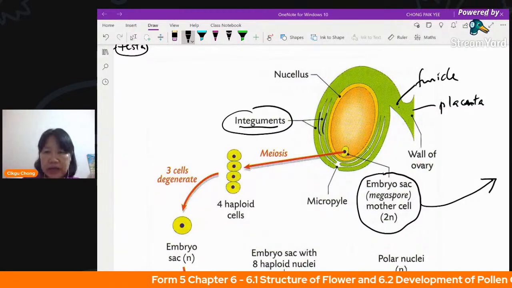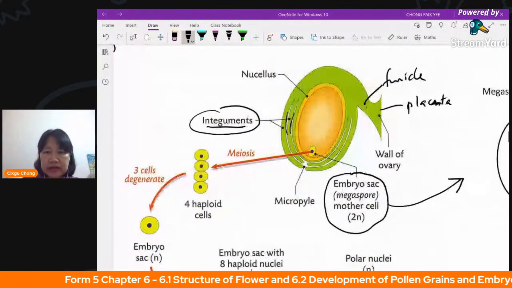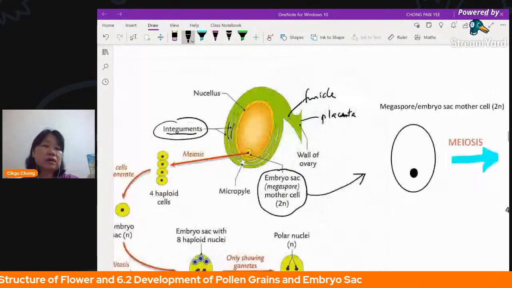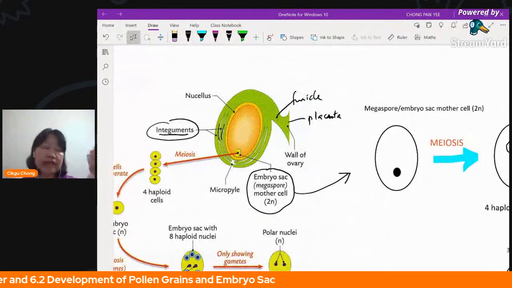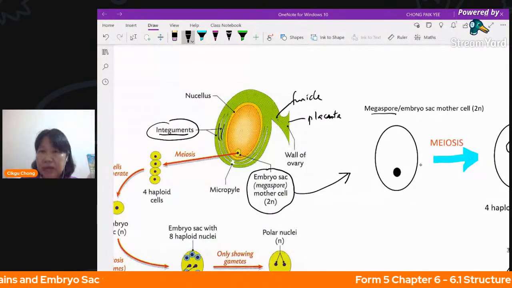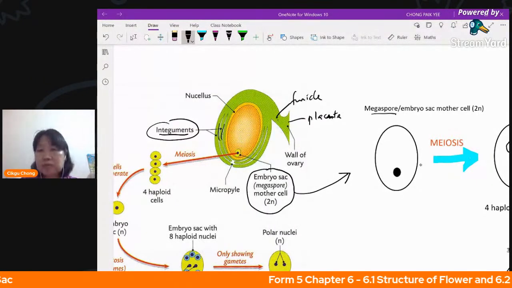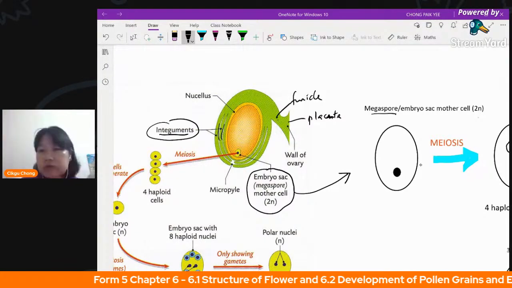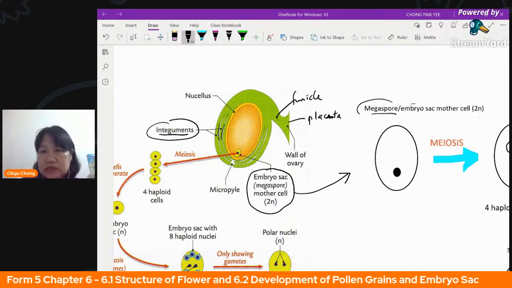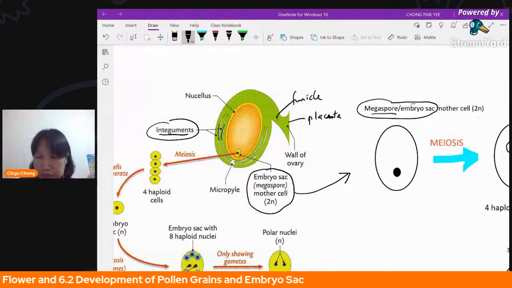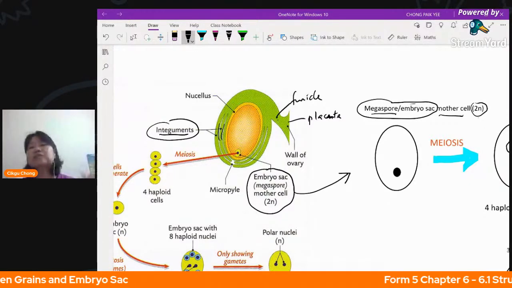Okay, now let's look at the embryo sac. Embryo sac mother cell. This is the one that's going to form the egg cell. So this is called embryo sac mother cell, or megaspore mother cell. That means these two words are interchangeable, megaspore or embryo sac. Mother cell, so it's always diploid. Always beginning starts with diploid first.